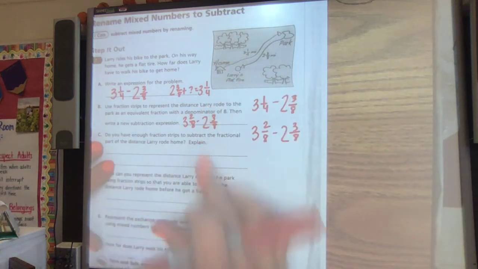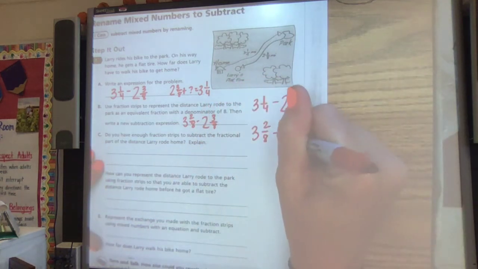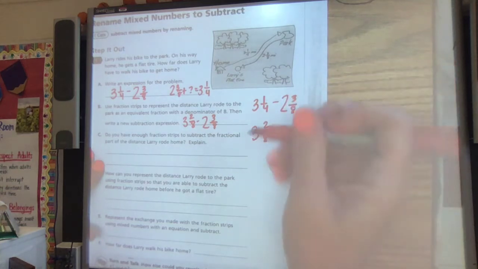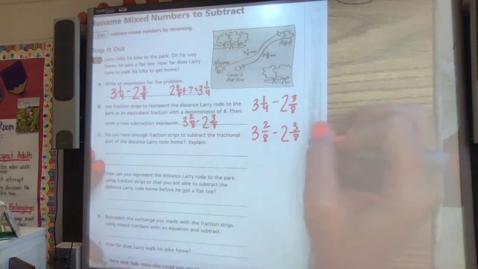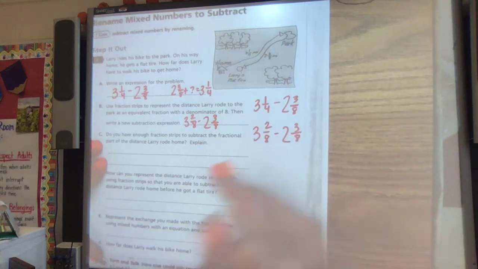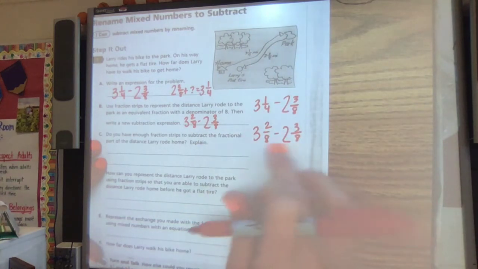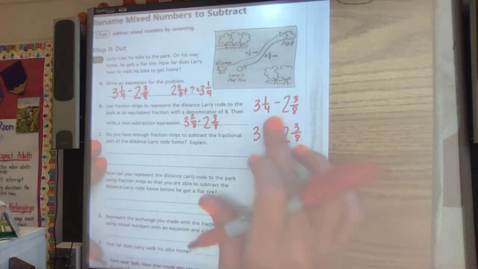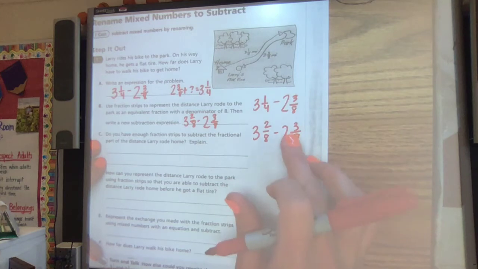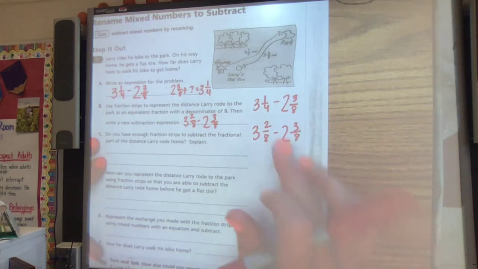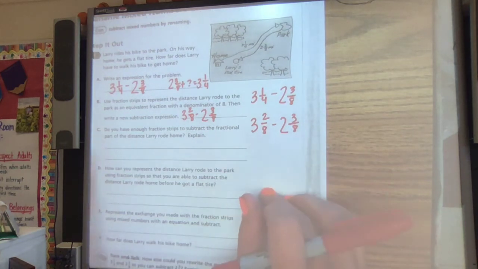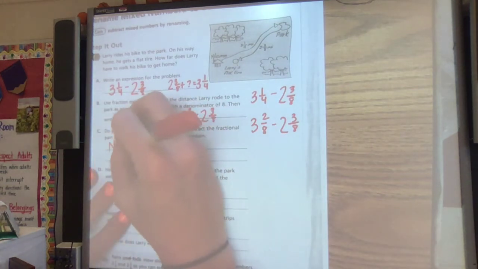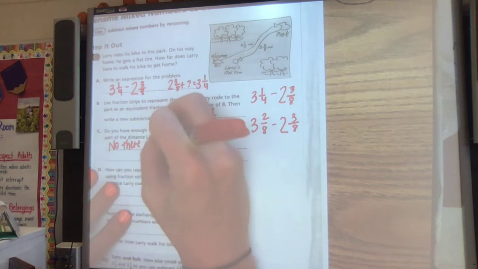Do you have enough fraction strips to subtract the fractional part of the distance that Larry rode home? So it's saying right here we have 2 8s minus 3 8s. We don't have enough 8s right here. If I have 2 8s, I can't give you 3. So this is where we may have to start renaming our fractions to be able to subtract those. So we would say no, there are not enough.